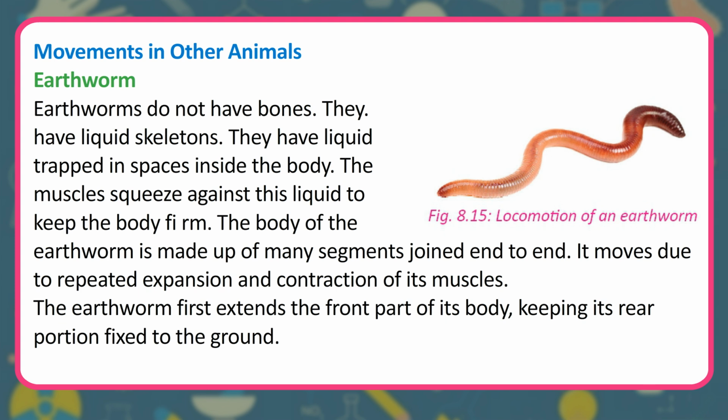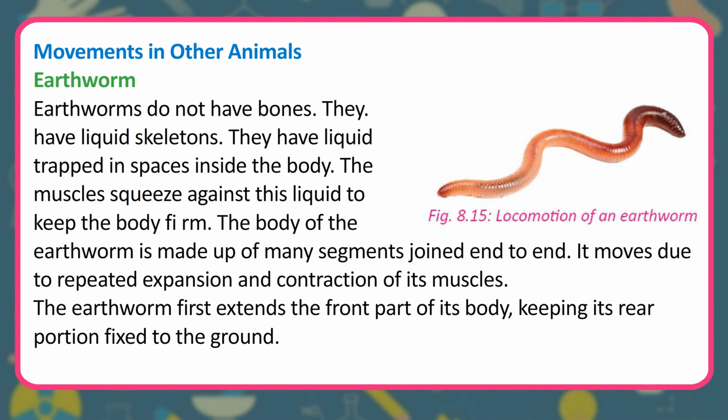Movements in other animals. Earthworm. Earthworms do not have bones. They have liquid skeletons. They have liquid trapped in spaces inside the body. The muscles squeeze against this liquid to keep the body firm.